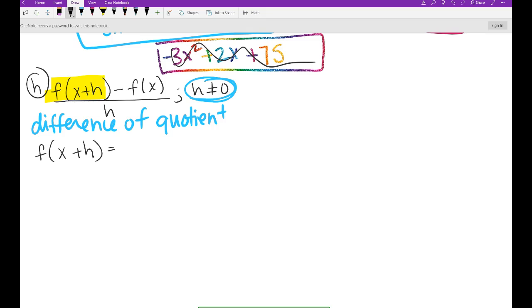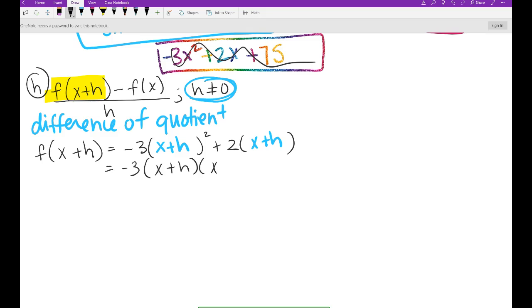And similarly, every time I see an x, I'm just going to put in, yep, so -3 quantity squared plus 2 quantity, okay? This is where I put in what? x plus h. Now, if you make lots and lots of silly mistakes like I normally do, then write it out twice and multiply it out cautiously, okay? Okay, so that's x plus h, quantity squared, and 2x plus 2h.